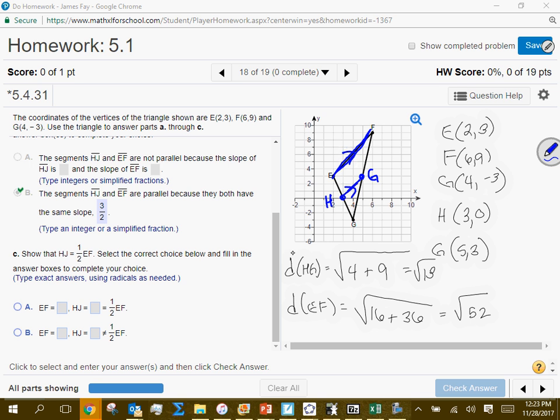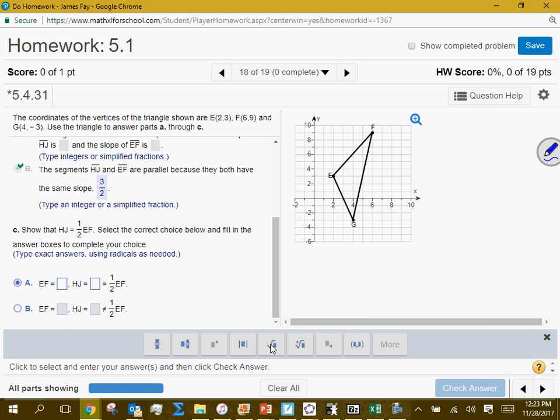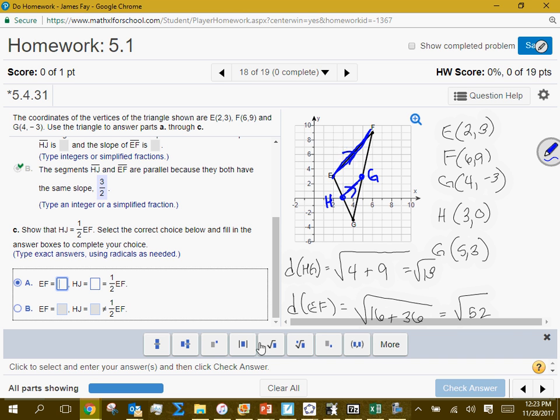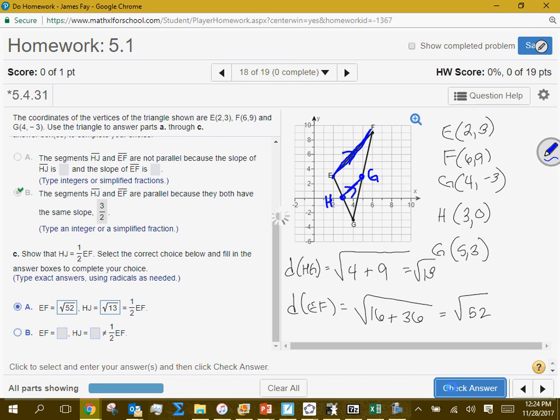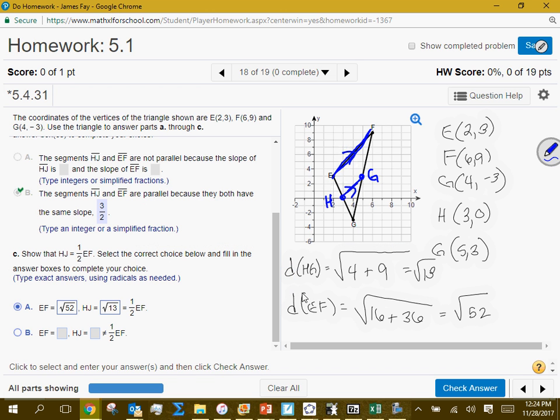If I were to type those in, it tells me I'm wrong, and I'm actually going to do that to just kind of prove it to you. If I say EF is square root of 52, and HG is radical 13, even though those answers are right, it tells me I'm wrong. Okay? So, what we need to do, and it does say using radicals as needed, type exact answers. That's kind of, it's not very explicit, but it means simplify things.